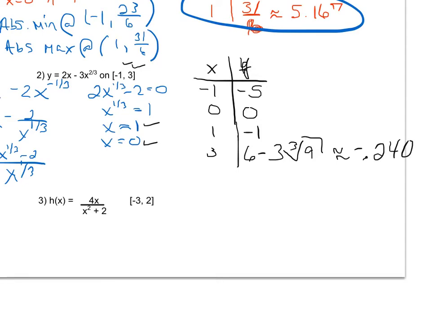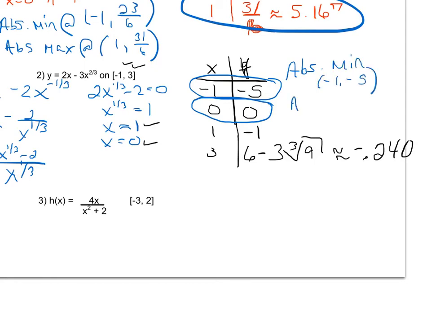So now I can go ahead and say, where is my biggest value? Where is my smallest value? Well, I notice that my least value is going to be here, and my greatest value is going to be here. So I can say I have an absolute minimum, I'll start with my smaller one, at negative 1, negative 5, and I have an absolute maximum at 0, 0.